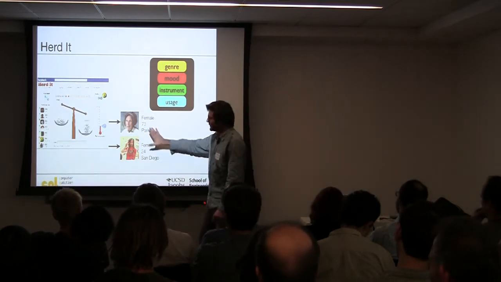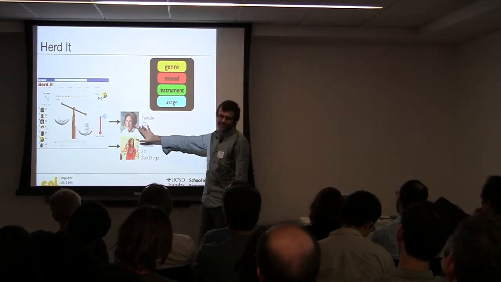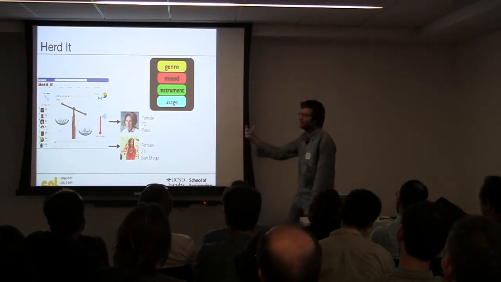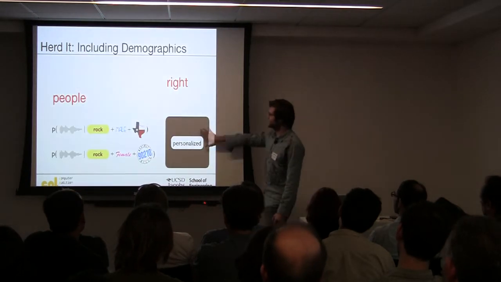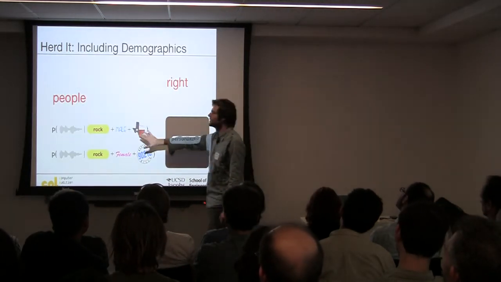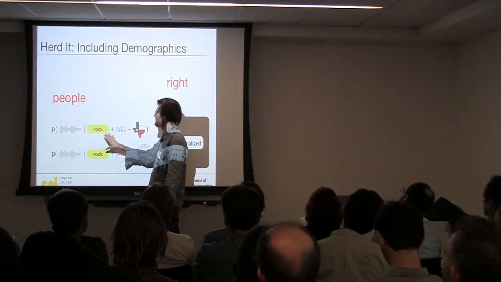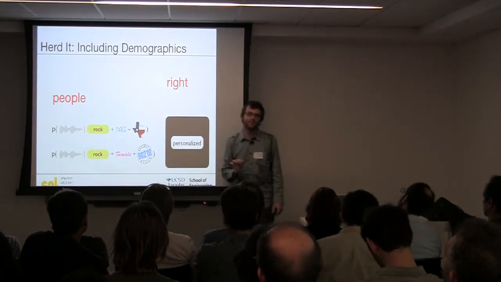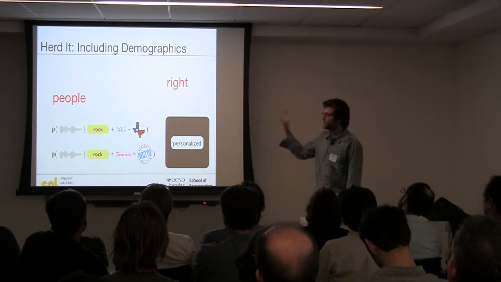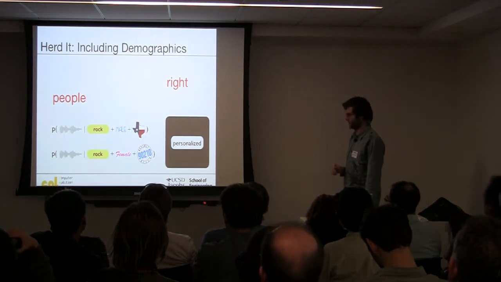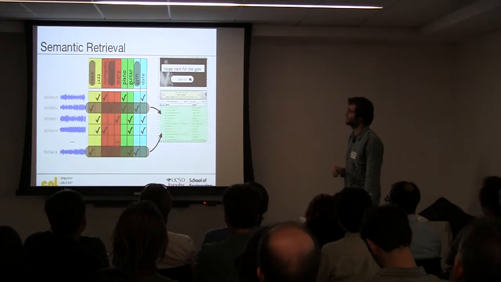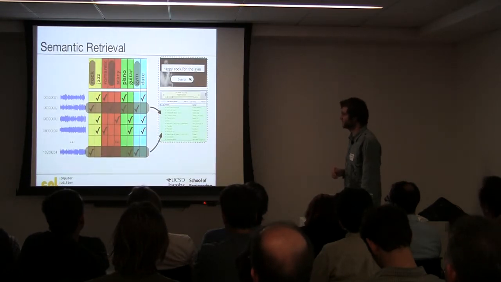So the point I'm trying to make here is that what's interesting about having a game in herded is that you can extract some demographic information, and as a result of that, you can personalize this box here, and you can build acoustic models for rock music that are tied to specific demographic subgroups as well. This is something that we're in the process of doing, so I don't really have any specific examples of that yet. But that's certainly something that herded allows us to do.